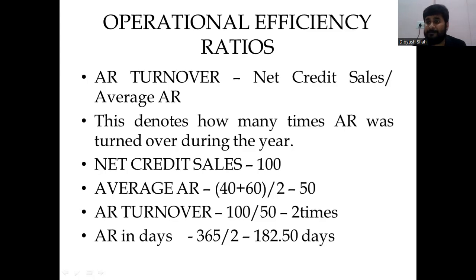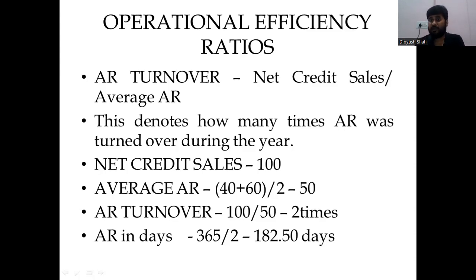Because between your opening and closing balance of accounts receivable, you have made a lot of credit sales which you have collected on due time. So this ratio simply denotes how many times you were able to turn over your entire accounts receivable during the year. Now, for the formula, I've taken certain figures. Let's assume for simplicity purposes, net credit sales is $100. For average AR, assume the opening AR was 40 and the closing accounts receivable balance was 60. I divided it by 2, a simple average, and I arrived at the average accounts receivable figure.